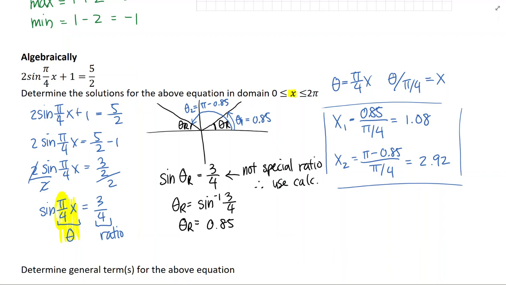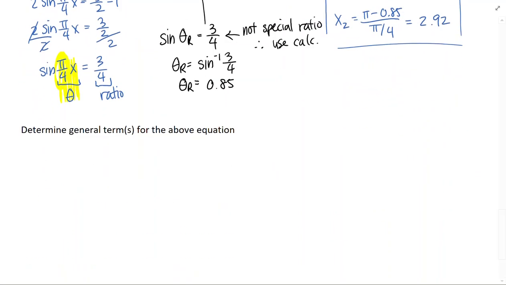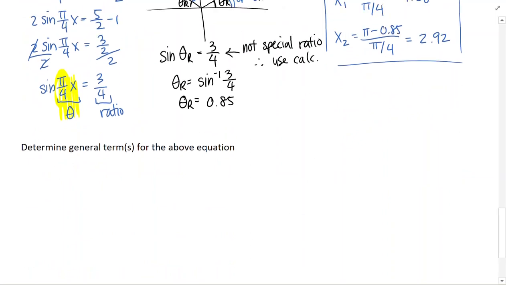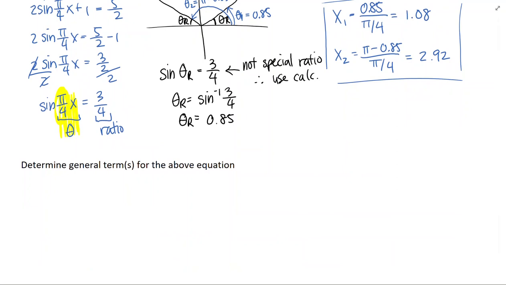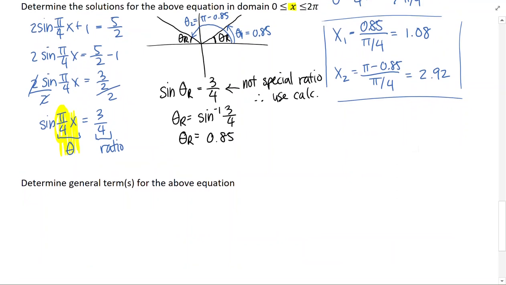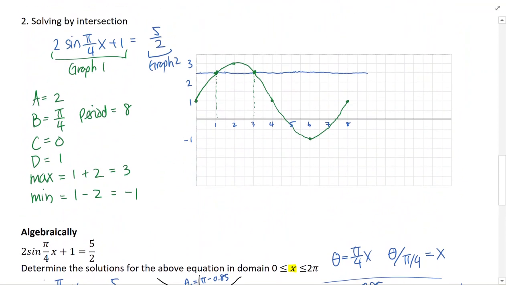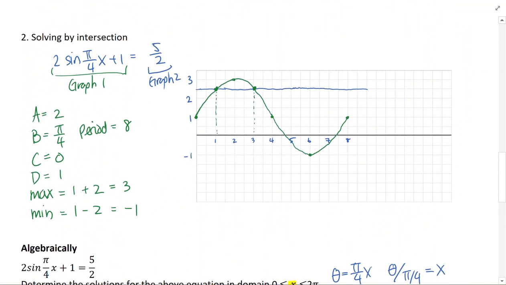Okay, so the last part here is just to determine the general terms for the above equation. So for the general term, we know we're going to have the angles that we found from the question above, and then we'll need to figure out all the possibilities on the graph. So we're going to go back to the graph to help us piece this together. Looking at this graph, remember the graph doesn't stop at one period. I just graphed one period, but it's actually going to keep on going.